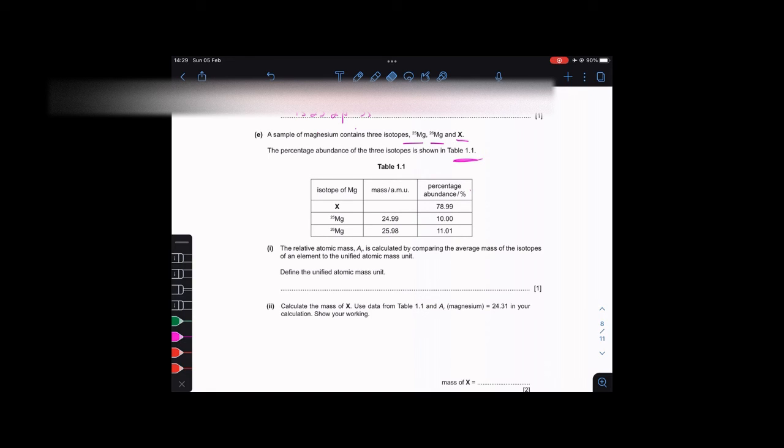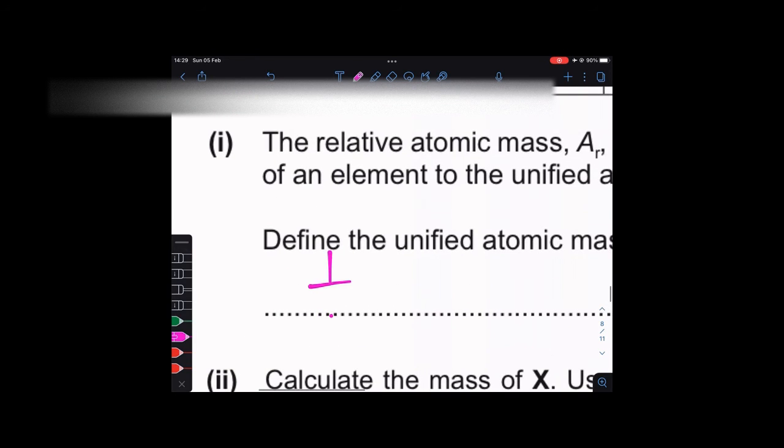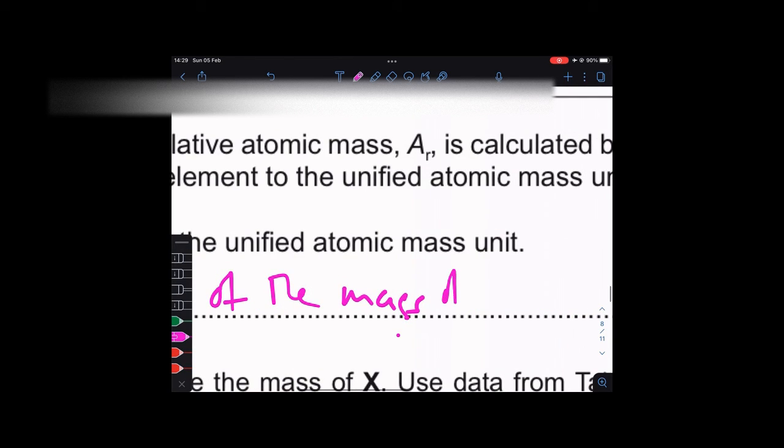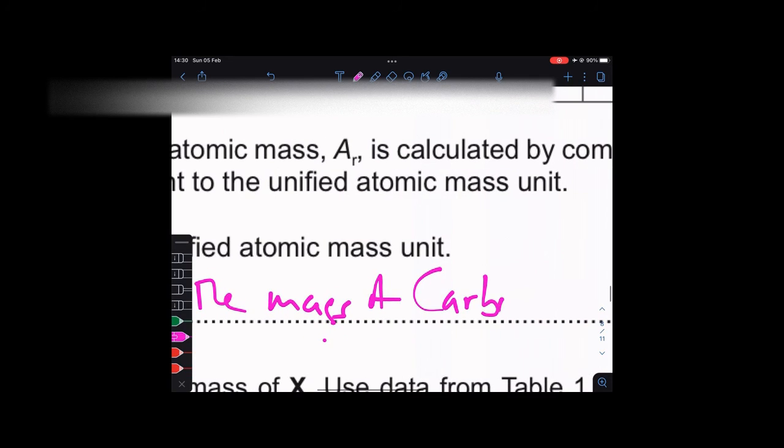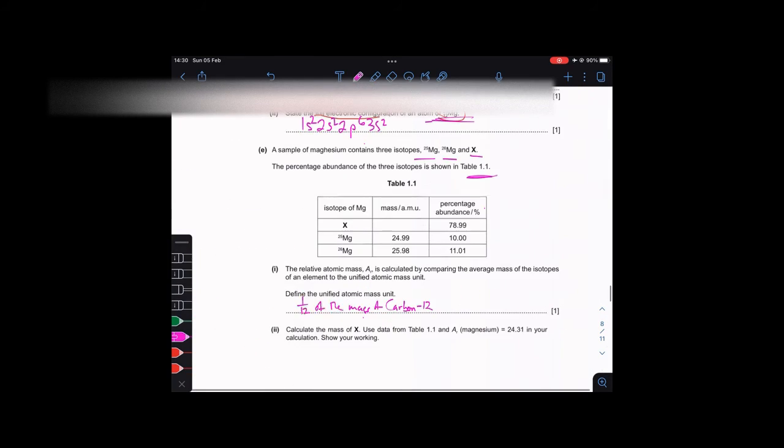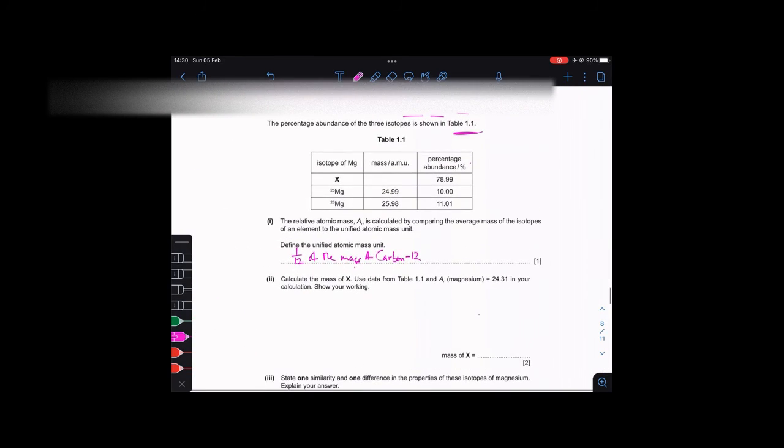Define the unified atomic mass. Scientists agreed to use carbon as the standard. So when you're defining the unified atomic mass, since carbon is mass 12, they agreed on carbon-12. So you just say 1 over 12 of the mass of carbon-12.